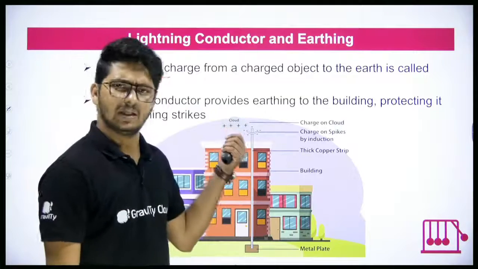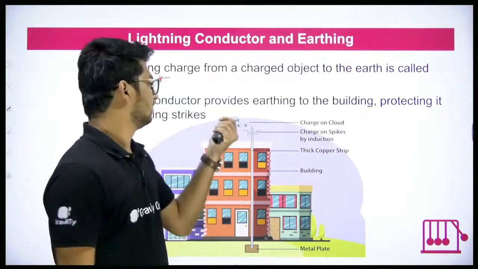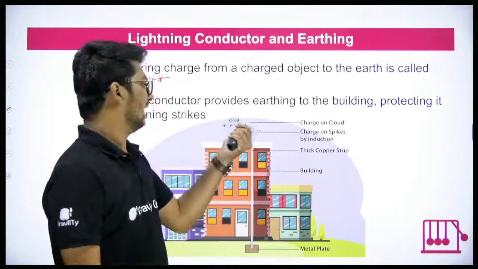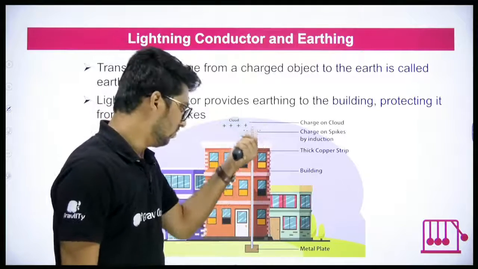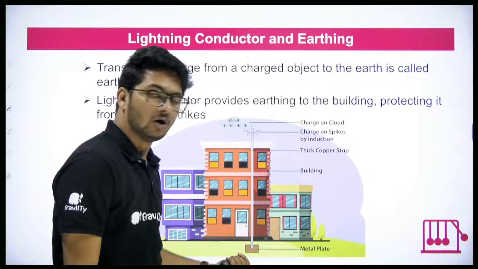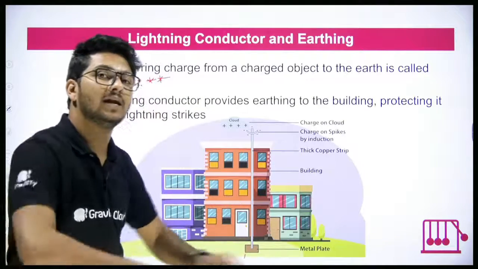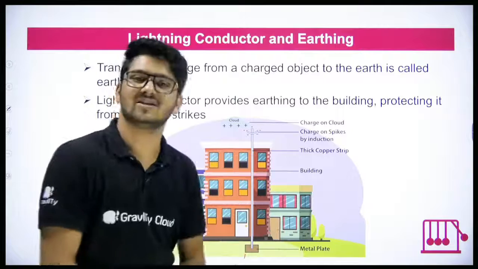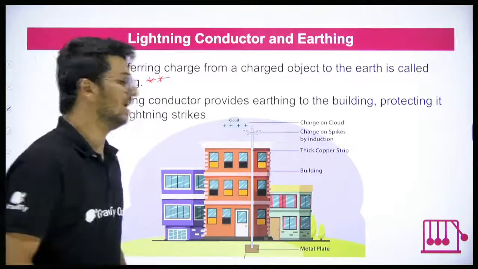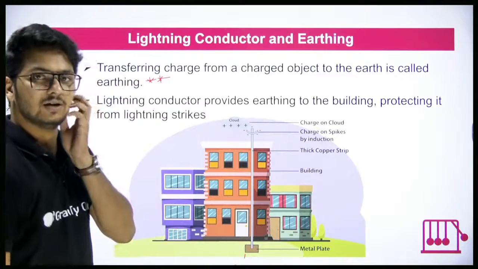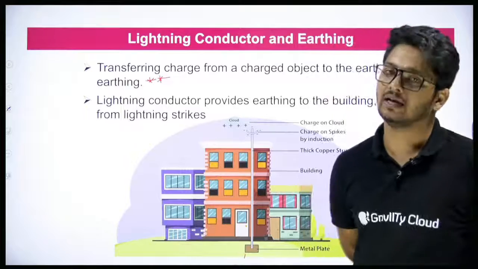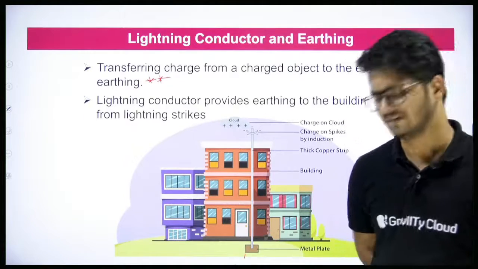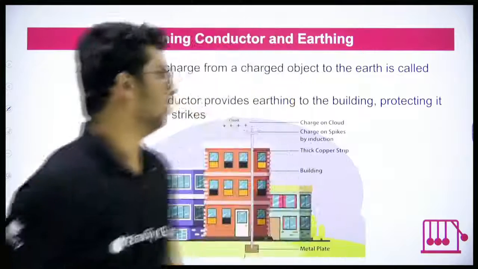In the case of lightning, clouds get charged and induce a charge on the lightning rod. Lightning flows through the conducting rod, and from the metal plate it disperses into the earth. So the building is safe. Understood? Good. Any high-rise building will be provided with a lightning conductor, as a safety measure. Now let's go into the questions.